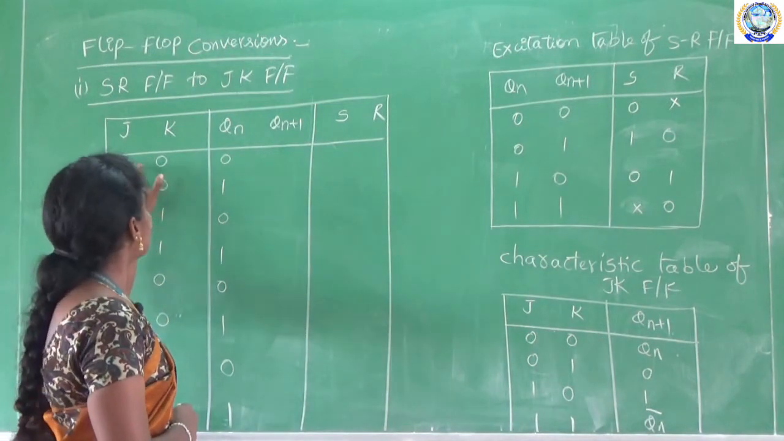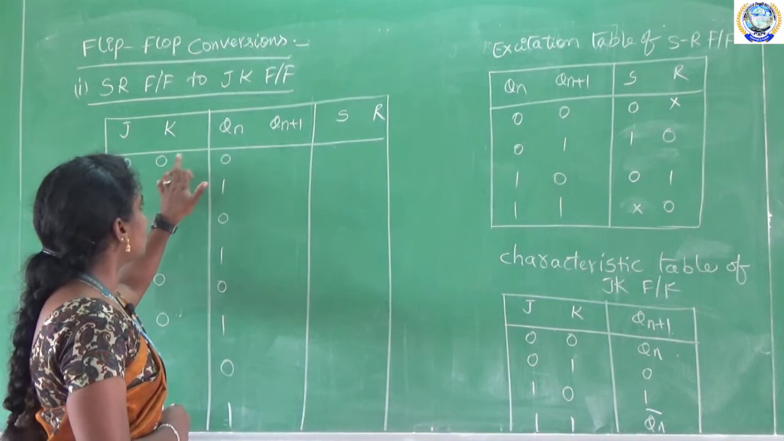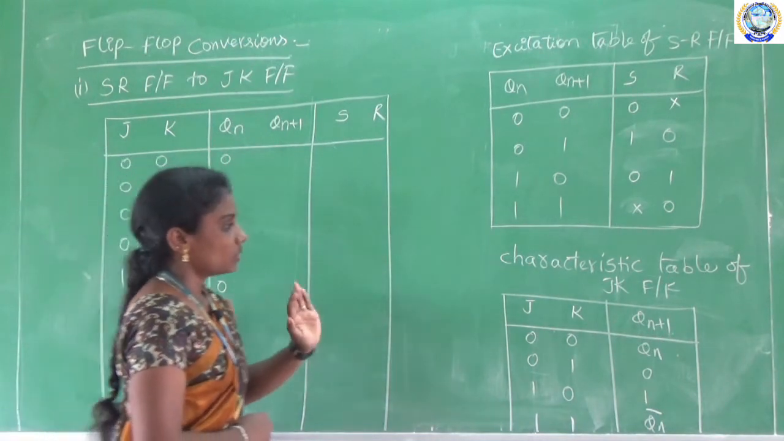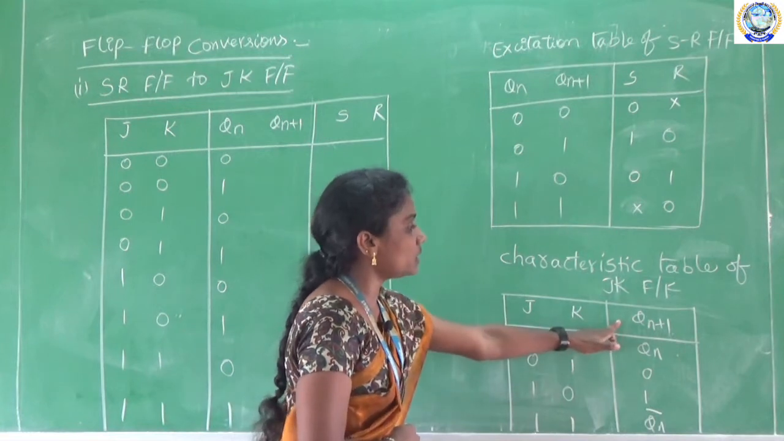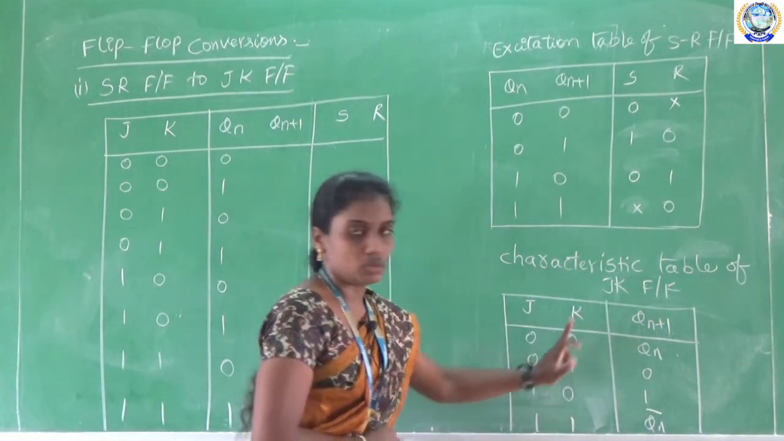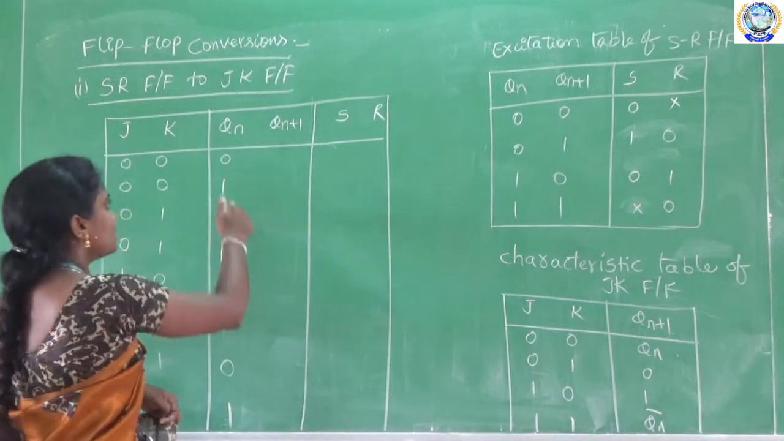So here if we observe J equal to 0, K equal to 0, when Qn equal to 0. So in that condition, when J equal to 0, K equal to 0, what is the next state Qn plus 1? That is equal to Qn. So here what is Qn?